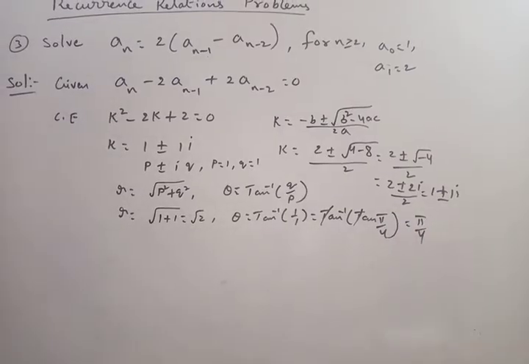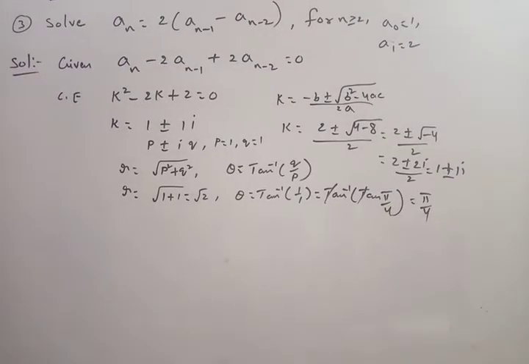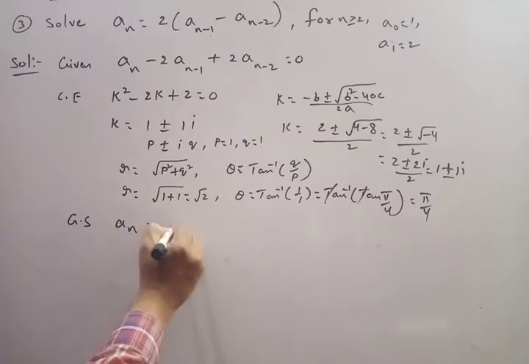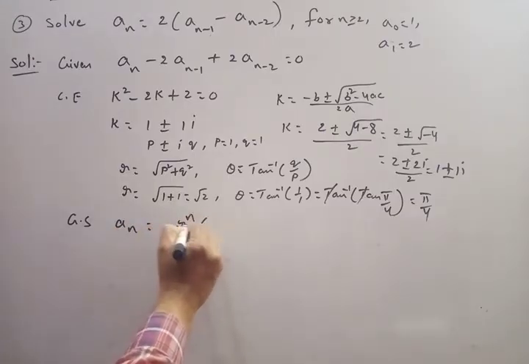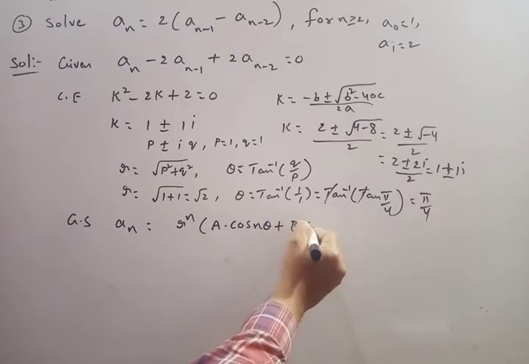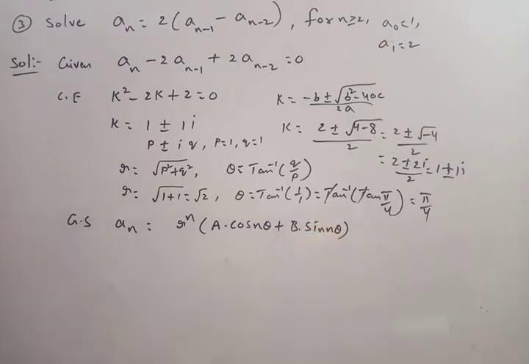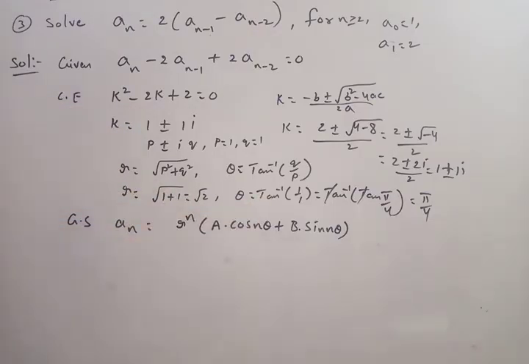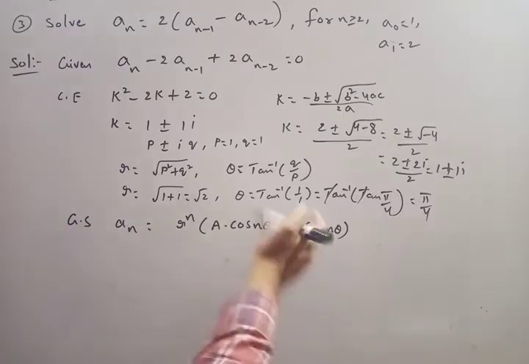Why did we calculate r and theta here? Because the general solution is an equal to r power n into (a cos n theta plus b sin n theta), ma. This is the general solution. For complex roots, there we used to take e power alpha x into (c1 cos beta x plus c2 sin beta x), correct? But here it is r power n (a cos n theta plus b sin n theta), ma.